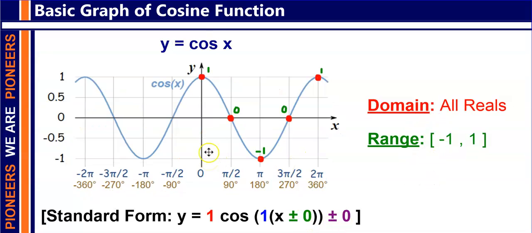Here's a recap on the basic cosine function, where the cosine function starts at 1 up here and then drops down twice and then goes back up twice. So that's the shape that it would make if it was a complete cycle of a cosine function. Then the standard form is there, domain and range are also there.